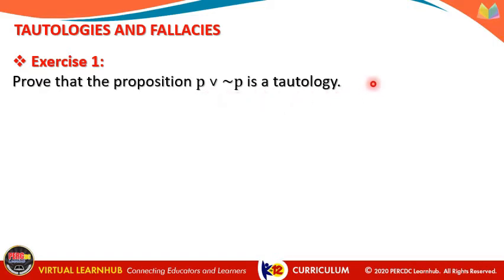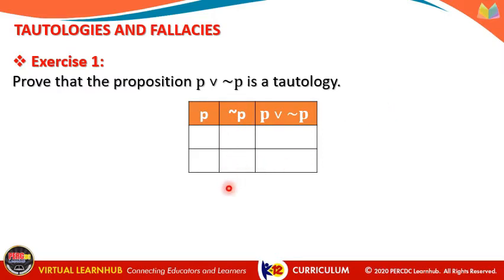Now, the first step here is to generate the truth table for this proposition. We need to know the truth values of our proposition. The dominant connective here is the one for disjunction. Thus, we will first get the negation of P, and after that, we will get the disjunction of P and not P. So, let's generate the truth table.